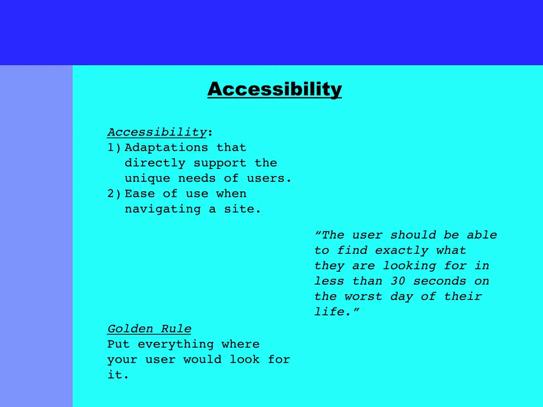The second way to think about accessibility is in terms of how easy it is to navigate a site. Users shouldn't have to work hard to find what they need, because if they can't find what they're after, they're going to use a different source. But how do you measure this kind of accessibility?